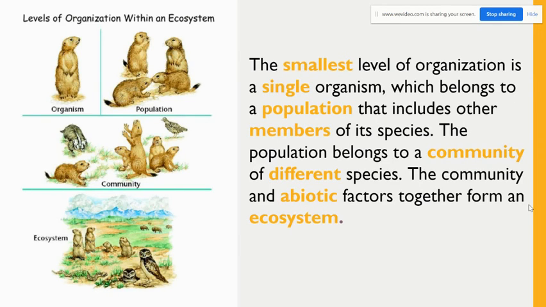So, looking at the levels of organization within an ecosystem, it's important to remember that it goes from smallest level to largest level. The smallest level of organization is the single organism, so that single prairie dog. Then that belongs to a population, which includes other members of its species, but they're all similar. Then the population belongs to a community of different species that are still all living. And then that community and the abiotic factors all form an ecosystem.